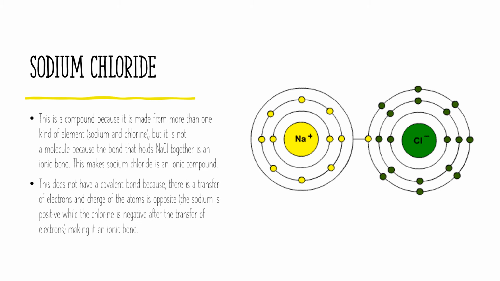This does not have a covalent bond because there is a transfer of electrons and the charge of the atoms is opposite. The sodium is positive while the chlorine is negative after the transfer of electrons, making it an ionic bond.